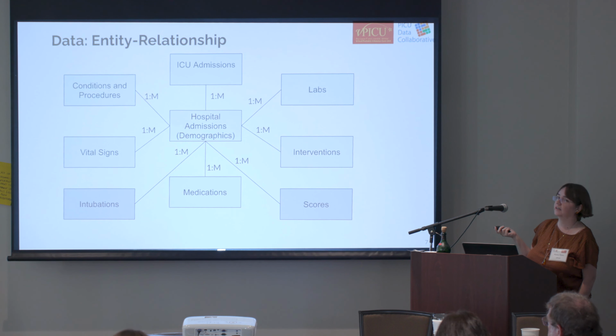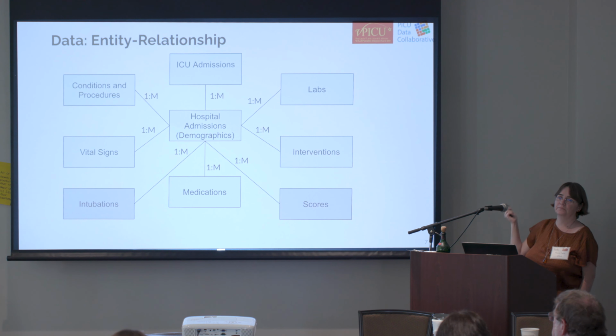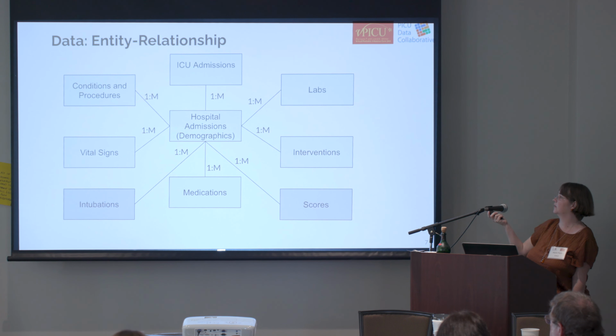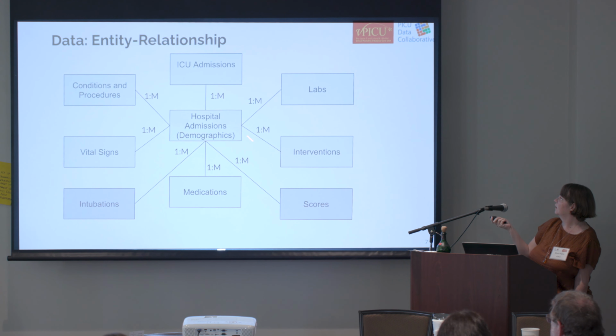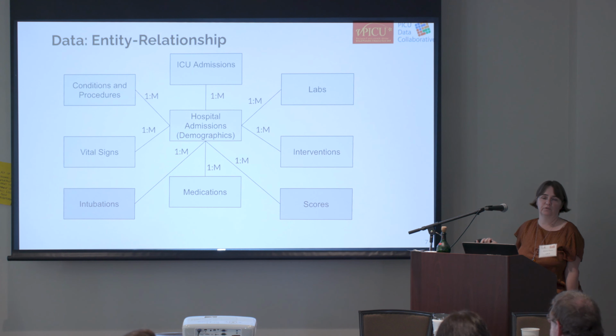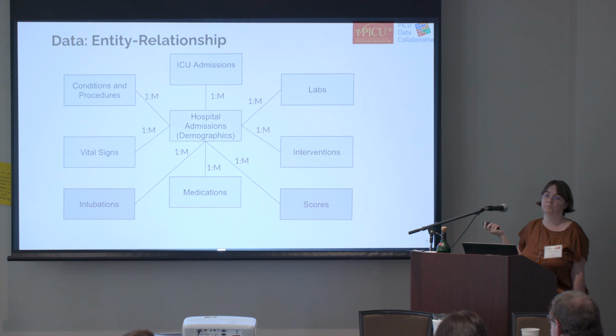This is a very high-level overview of the schema, the different types of elements we have asked for. It's a star schema, so you've got hospital admissions in the middle, and everything else comes off of that, because obviously I can't have any information about a patient if the patient wasn't there.